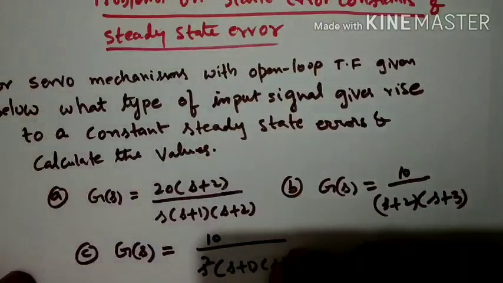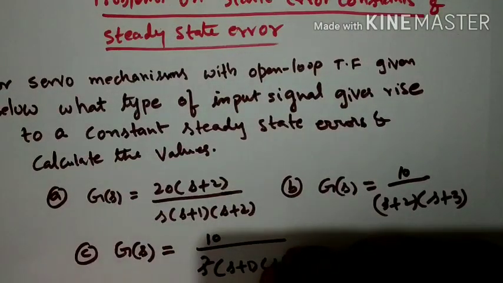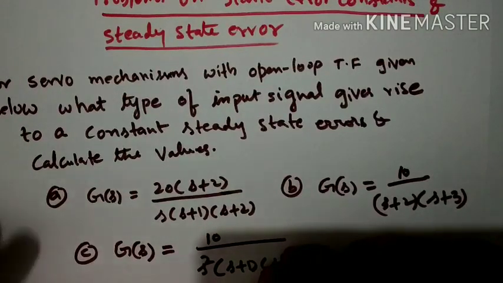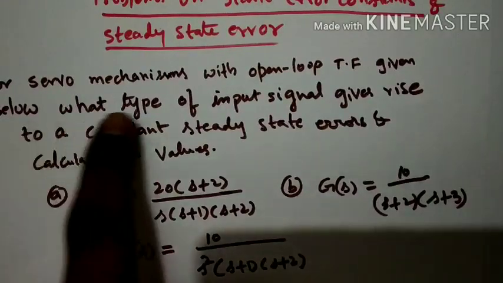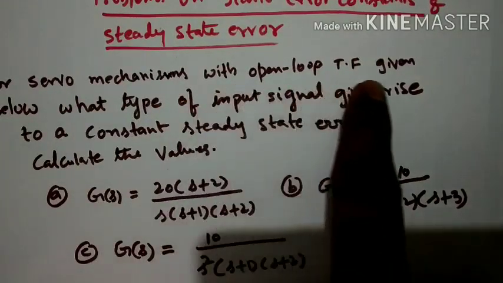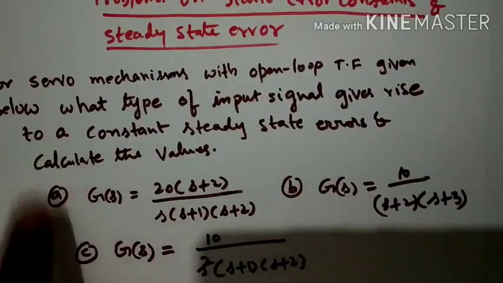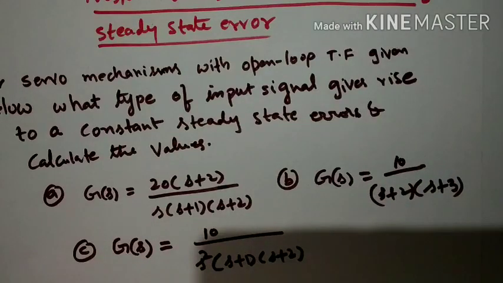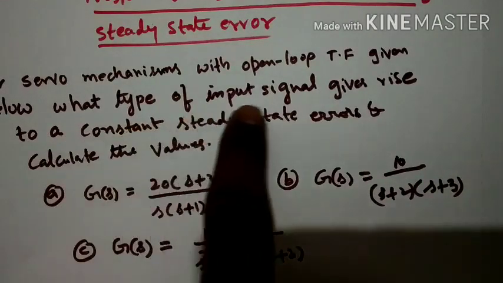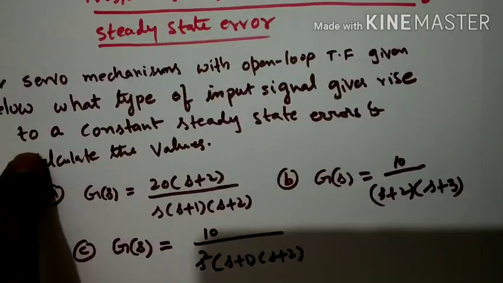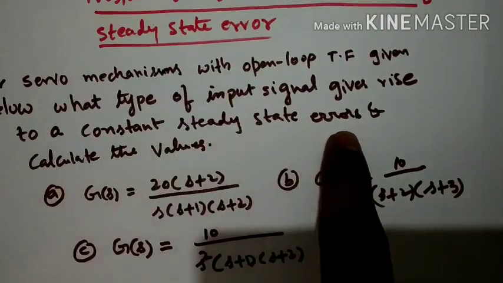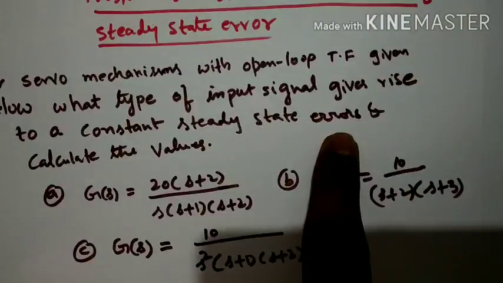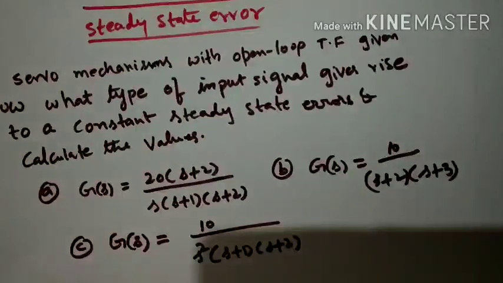Hello students, next we are going to do problems on steady state error constants and steady state error. Here is our problem: for a servo mechanism with the open loop transfer function given below, you have to find what type of input signal gives rise to constant steady state errors. We have to find the constant steady state errors and also calculate their values.